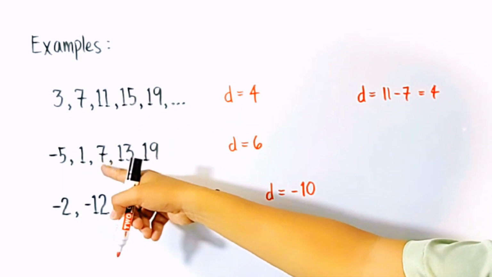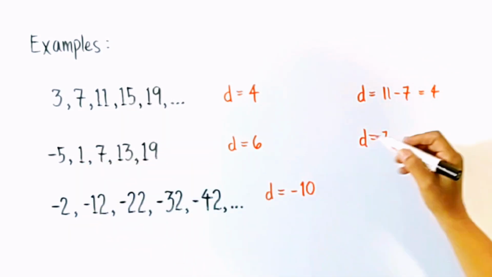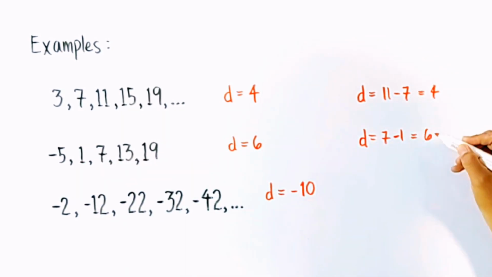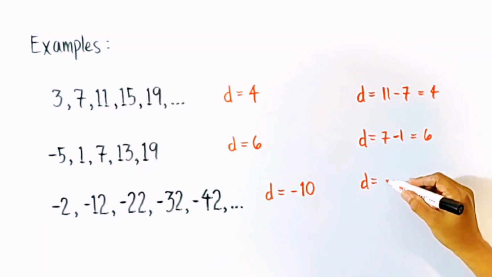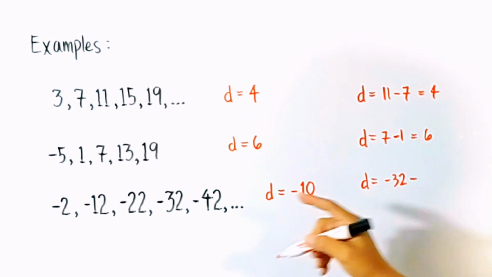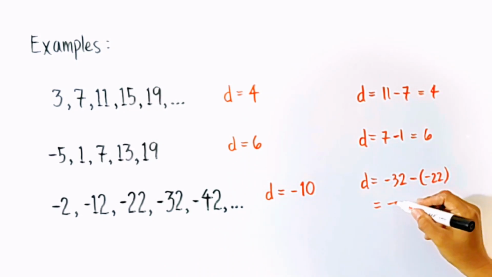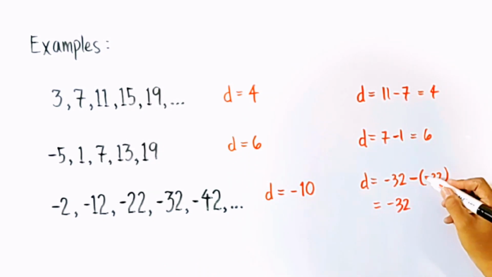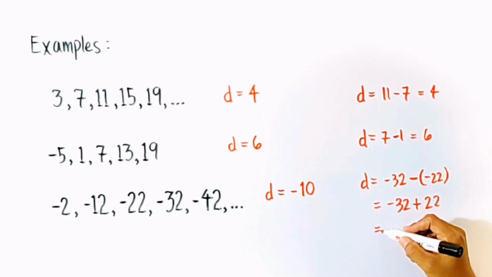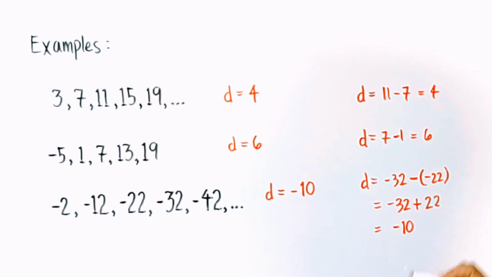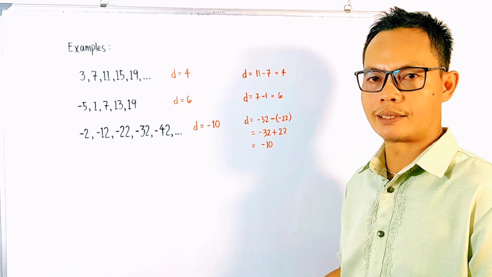In this case, pick 7. We subtract the term before 7, which is 1. Subtracting 1, we have 6. And also here, if we pick negative 32 and subtract negative 22, we have a minus sign with a negative, which becomes plus 22, and we get negative 10. That's how the common difference is defined in an arithmetic sequence.